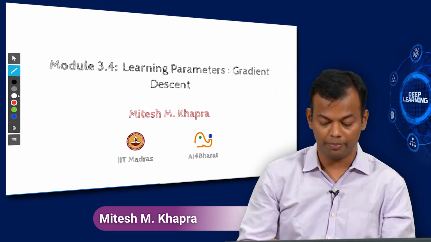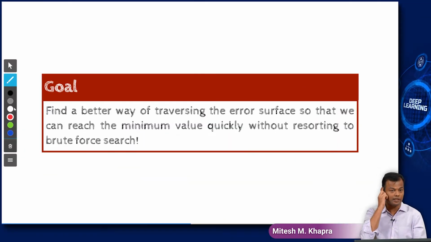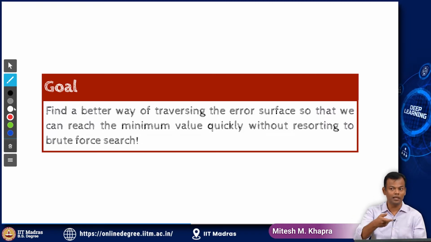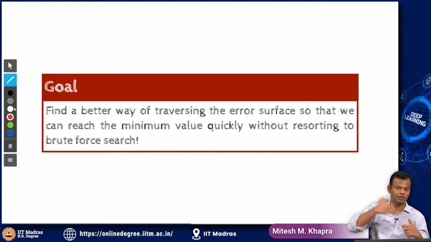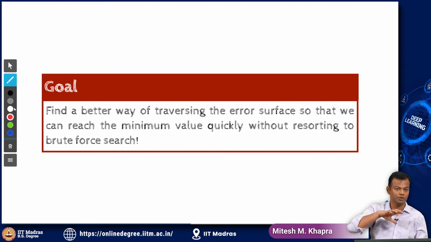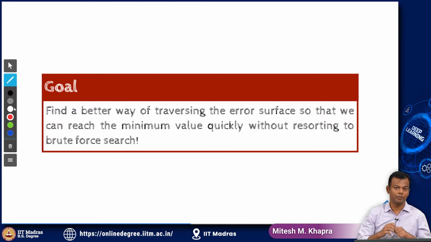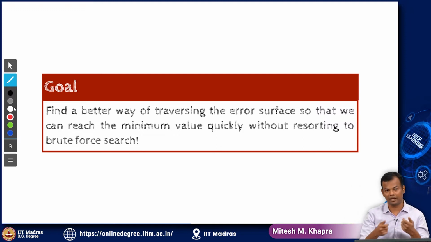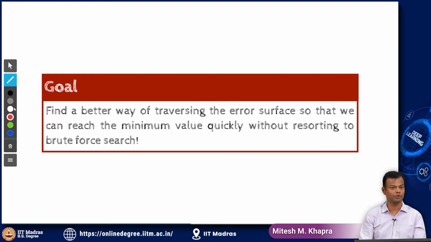So we need a more principled approach, and that's what we are going to do in this module. This is the goal: find a way of traversing this error surface so that we can reach the minimum quickly, without random jumps here and there, which don't necessarily decrease the error at each iteration. And we don't want to do a brute force search either. We cannot plug in all the values of the parameters and then see which value gives us the minimum. We have argued why that is infeasible. There are infinite values there.